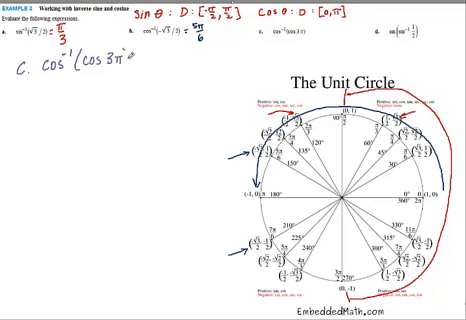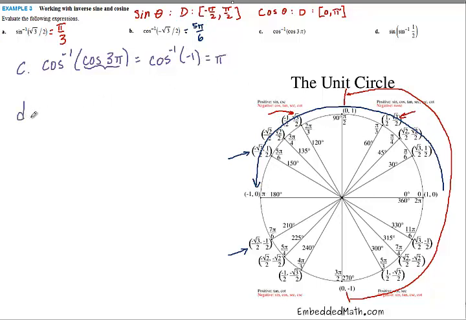The domain of the cosine has been restricted, so the answer to this can't be 3 pi, because that wouldn't fit with our domain restriction. But I do have an answer for the cosine of 3 pi. Let's see, there's 1 pi, 2 pi, 3 pi. The answer for cosine here is -1. And the inverse cosine of -1 has a cool answer. It's pi.